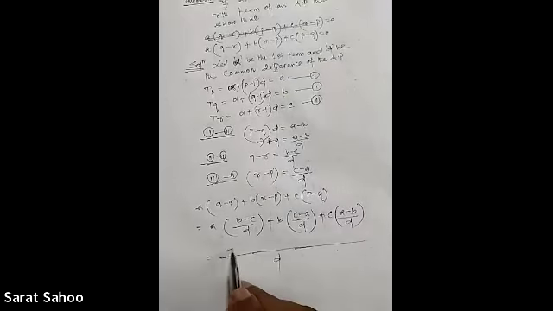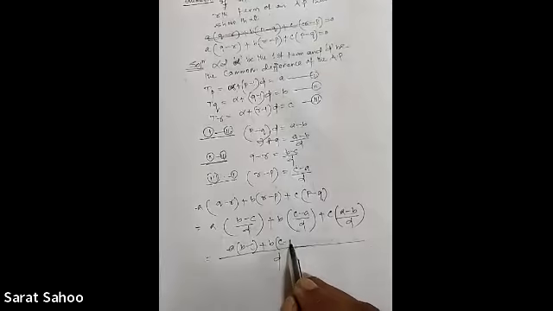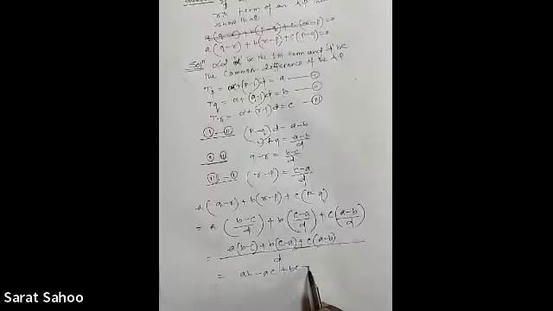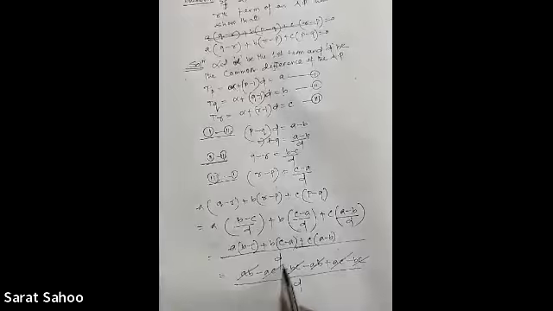LCM is D. So A into (B minus C) plus B into (C minus A) plus C into (A minus B). This is equal to AB minus AC plus BC minus AB plus AC minus BC upon D. Plus AB minus AB cancels, plus BC minus BC cancels, plus AC minus AC cancels. 0 upon D is equal to 0. Okay.